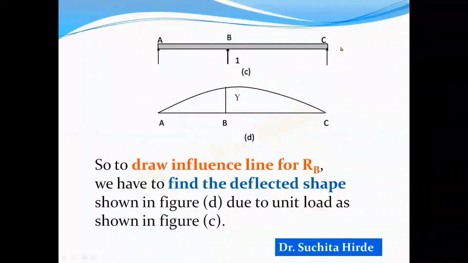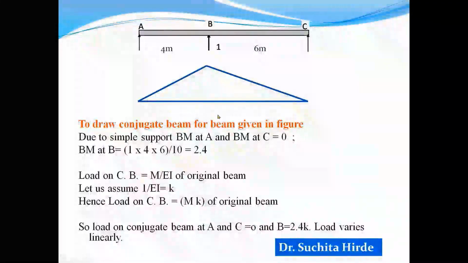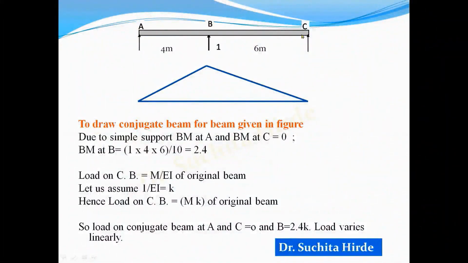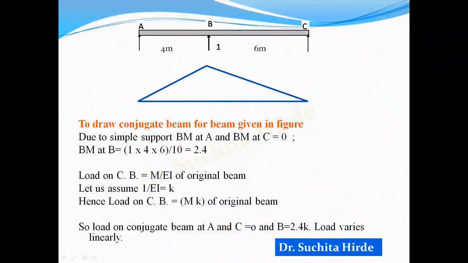So first of all, what will we do? We will draw the conjugate beam for this beam. Now to draw the conjugate beam means what? First of all, we have to draw the bending moment diagram for this case. Let us see how to draw the conjugate beam. We know that for drawing the conjugate beam, first of all, we have to draw the bending moment diagram. So this is a simply supported beam with an eccentric load. We know that whenever there is an eccentric load, the maximum ordinate of bending moment is WAB by L.